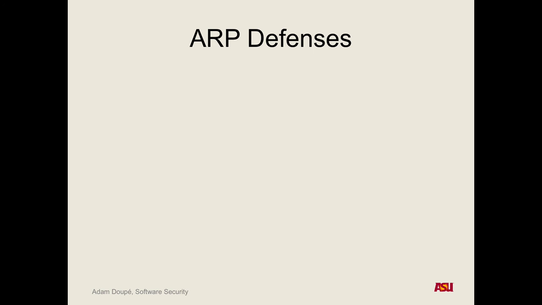What else? Yes? Can you set up an IDS or an IPS with a rule to say, I see a bunch of ARP replies in a certain amount of time? Yeah, so you could look for replies that have the wrong response, right? That could be a way to look for it. So try to detect it in the traffic. What else?